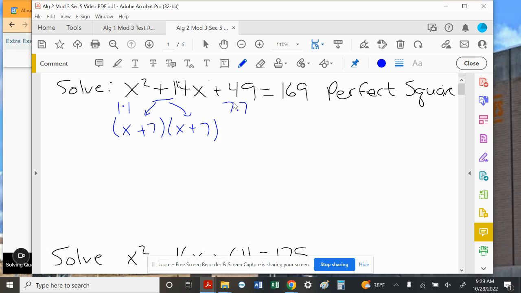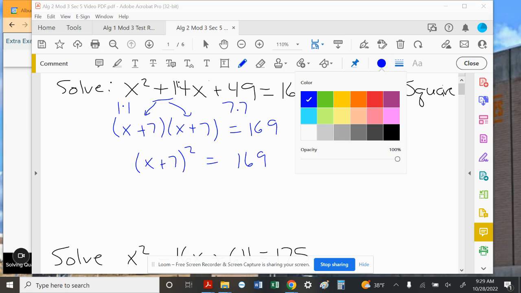The only way we can factor a perfect square trinomial is if this is positive, this is a perfect square, this has to be a perfect square, and then when I multiply 1 times 7 and 1 times 7 and add those up, we get 14. So now we have that equals 169. We can rewrite this as x plus 7 quantity squared equals 169. And that gets us to the next point.